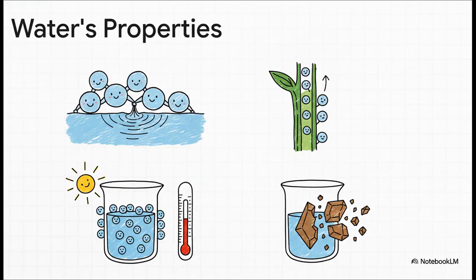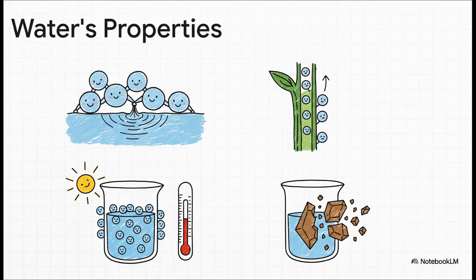And here are the amazing results of those little hydrogen bonds. First up, cohesion. That's just water molecules sticking to each other. Hey, that's the surface tension from our penny experiment. Then there's adhesion, which is water sticking to other stuff. It's how plants can pull water all the way up their stems, right against gravity.